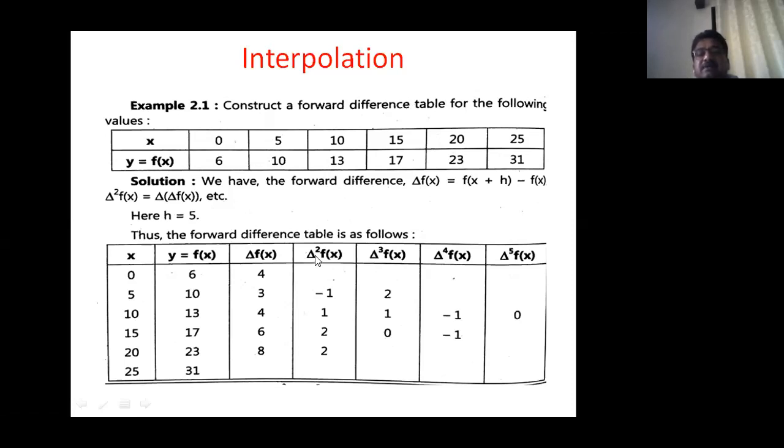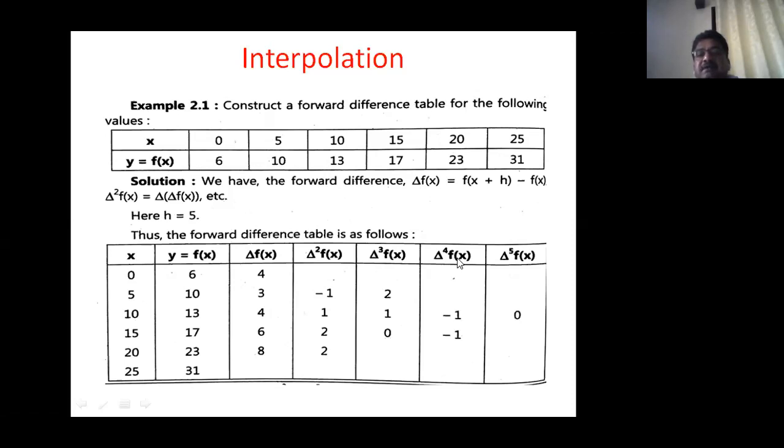Then the next column is delta square fx. Again the same procedure: 3 minus 4 is minus 1. So write minus 1 in the middle of 4 and 3. Then 4 minus 3 is 1, then 6 minus 4 is 2, and 8 minus 6 is 2. Then delta cube fx: this number minus this number. Minus minus becomes plus, so 1 plus 1 is 2. Then 2 minus 1 is 1, and 2 minus 2 is 0.